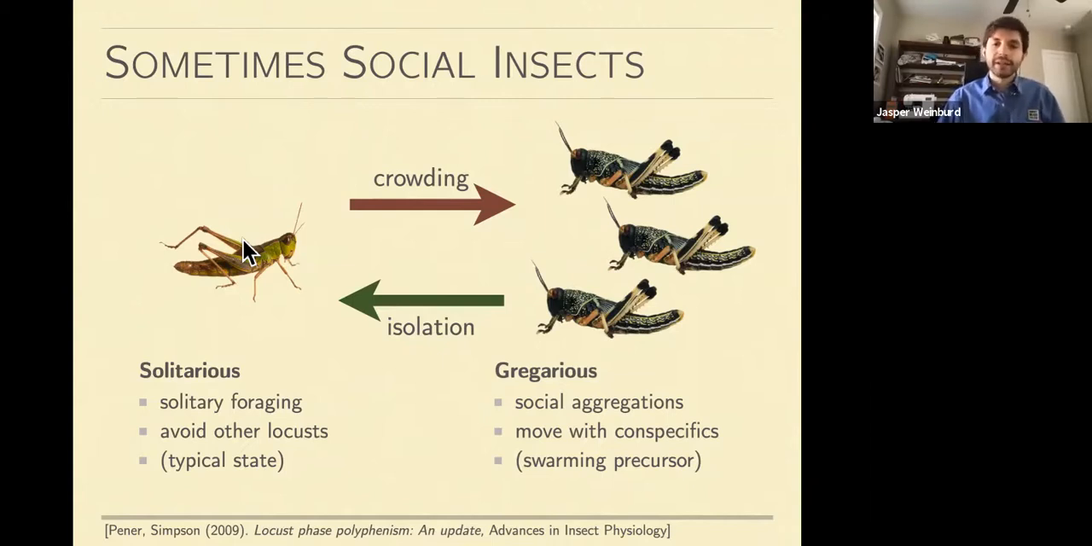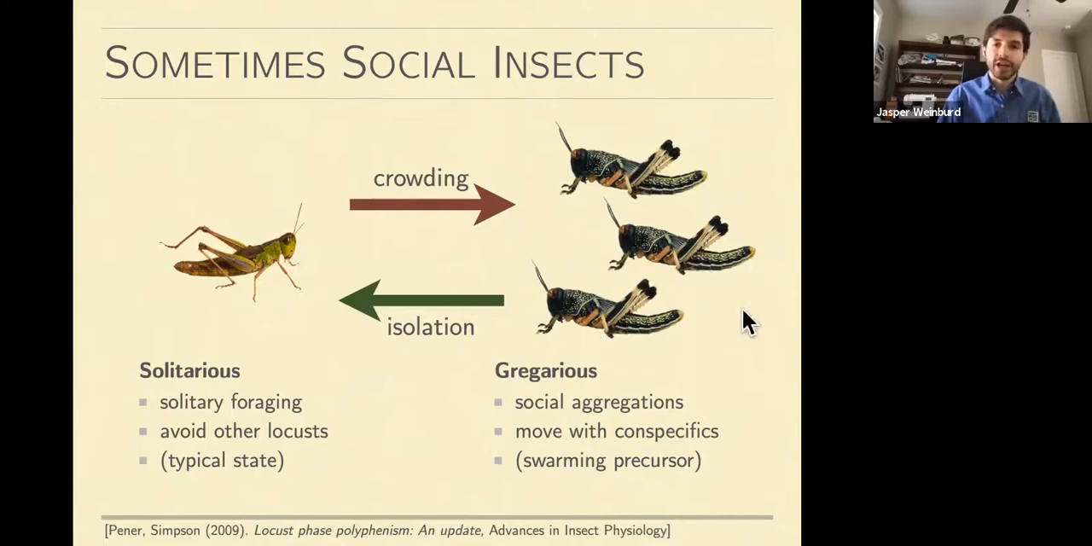But in the right environmental conditions, locusts end up crowding together, and they undergo this phase change, epigenetic phase change, which they'll then pass on from generation to generation. On the right-hand side, we've got gregarious locusts, which are attracted to other locusts. So you get social aggregations and social interactions.